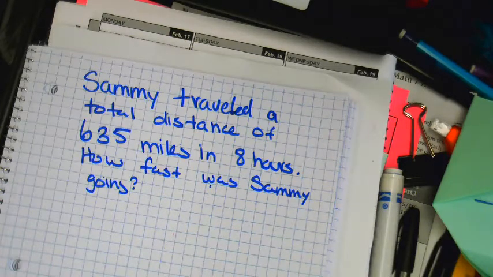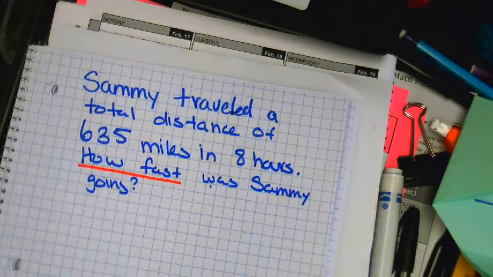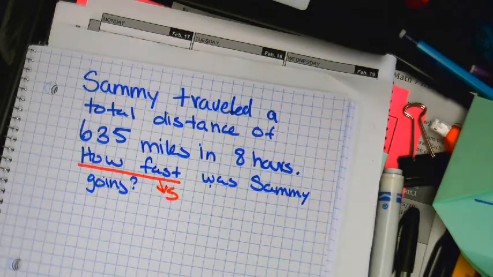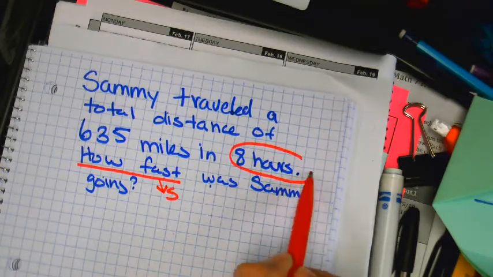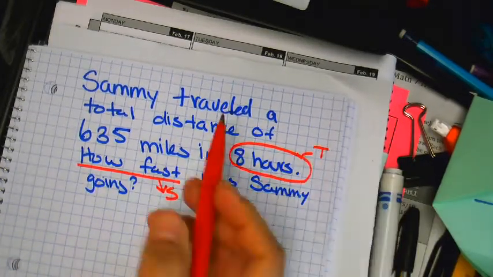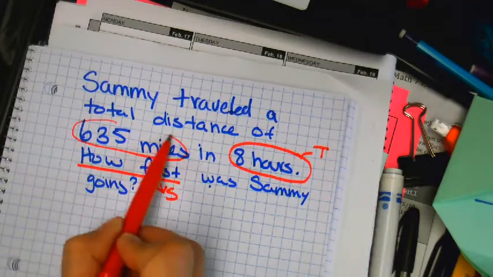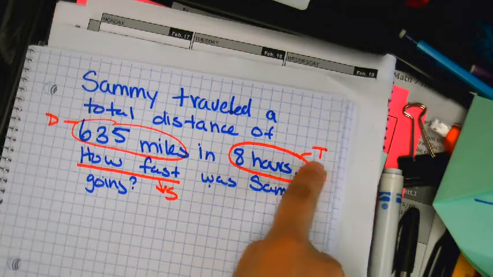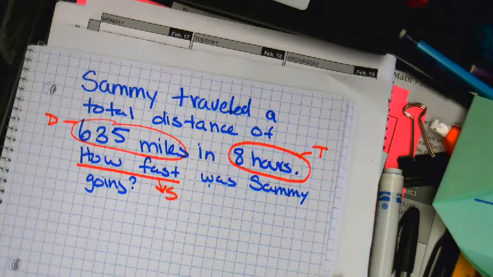So how fast? Now, what if you didn't know with speed? Well, look at your other numbers. What does 8 hours represent? Time. What does 635 miles represent? Distance, right? So I'm giving you the distance. I'm giving you the time. So therefore, you're solving for speed. The S. So we have our triangle.